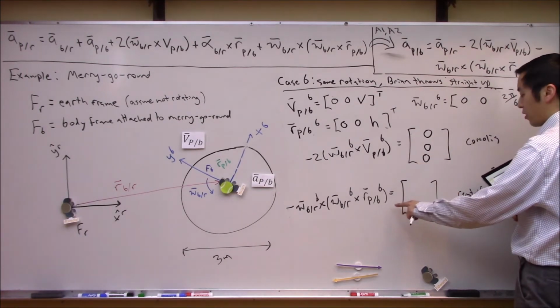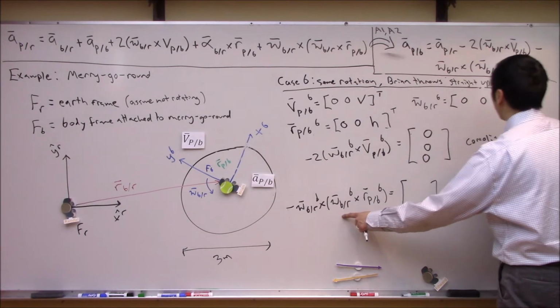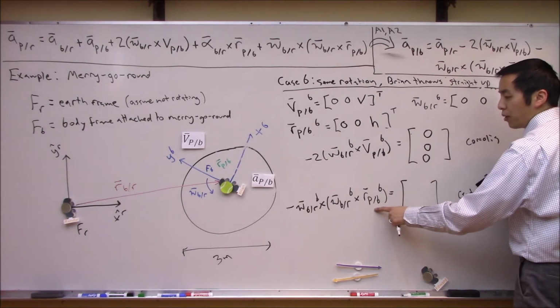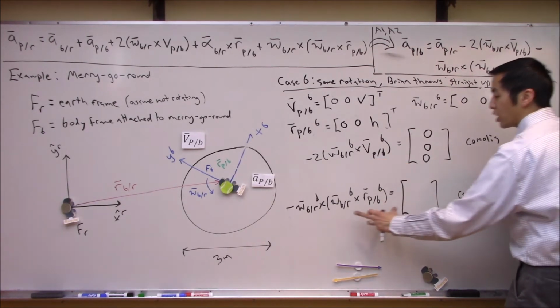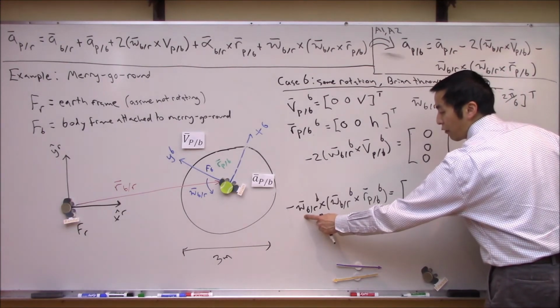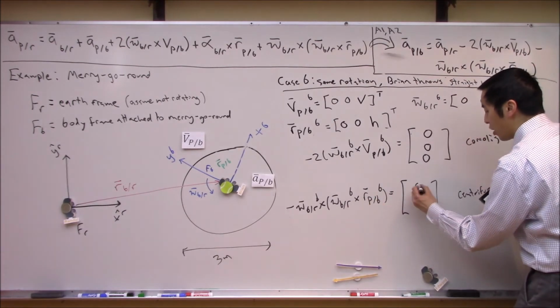Let's come down to the centrifugal term. Where's omega b with respect to r pointing? It's pointing straight out of the page. Where's the position vector of the ball? It's also pointing straight out of the page. So this term is a big fat 0. So you take this, I don't care how fast the merry-go-round is spinning, you cross it with a big fat 0, you get another big fat 0.